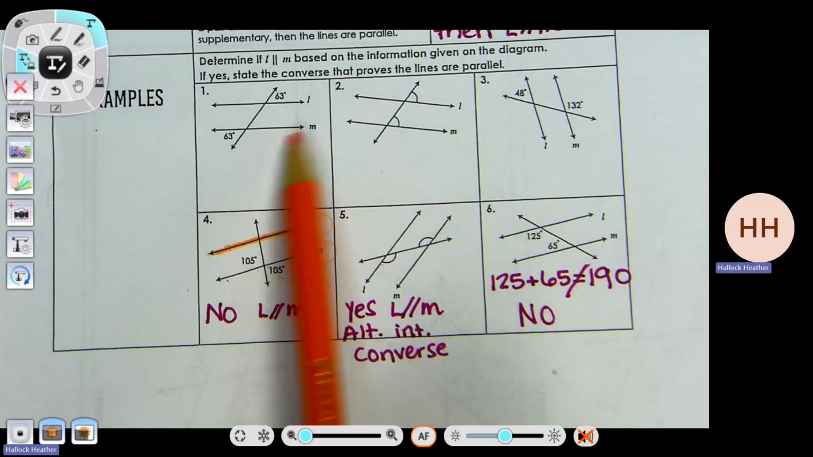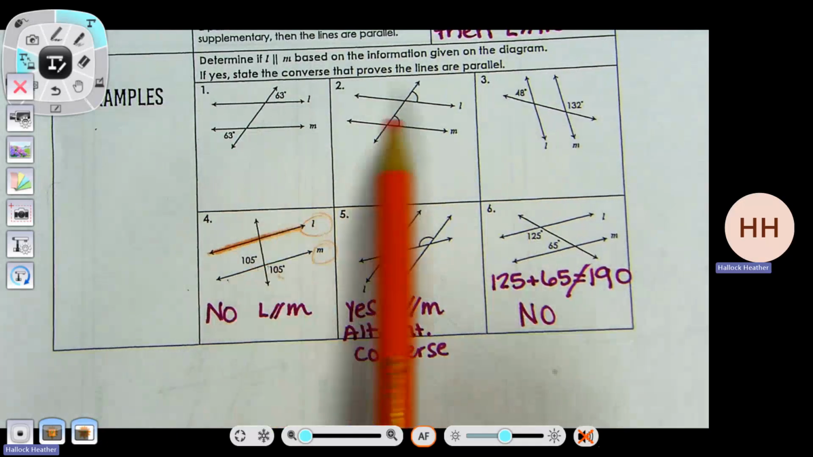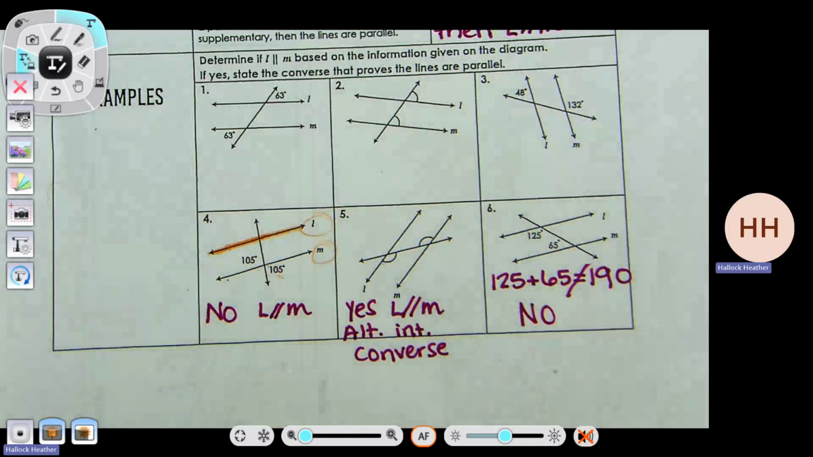Okay, so try the last 3. Take a minute, look at your stuff. You're looking for the vocabulary word that goes with it. And then, does it make sense? Do they add to make 180? Are they congruent? You only have 2 options. They're either congruent or they add to make 180. So take a minute. Try your last 3.